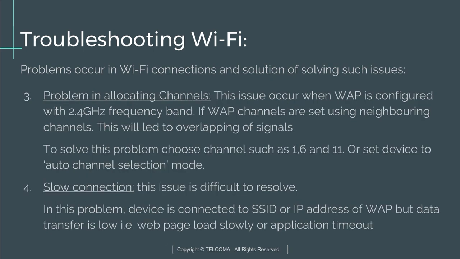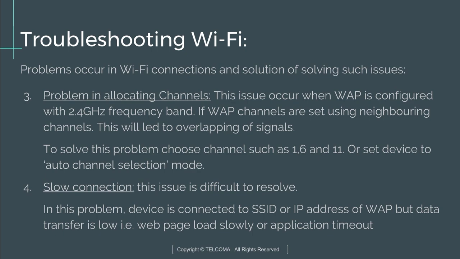The next issue is a problem in allocating channels. This issue occurs when the WAP is configured with the 2.4 GHz frequency band. As we know, this 2.4 GHz frequency band is a narrow band and it will cause interference. So if WAP channels are set using neighboring channels, this will lead to overlapping of signals. And if we want to solve this problem, we have to choose channels like 1, 6 and 11 and allocate these channels to the WAP, or set the device to auto channel selection mode. So in this way we will solve this problem.